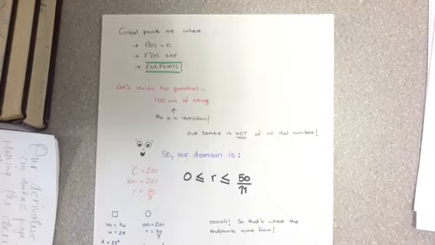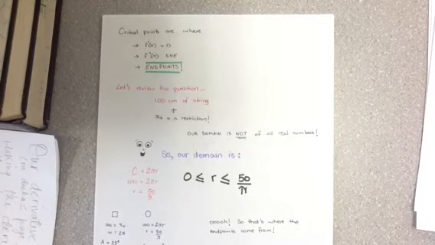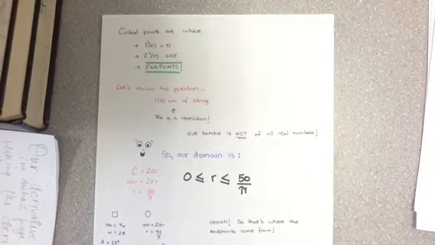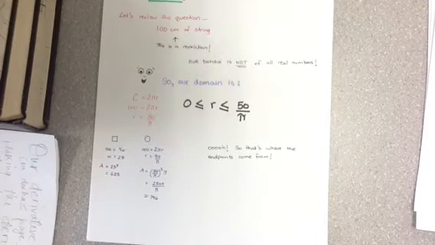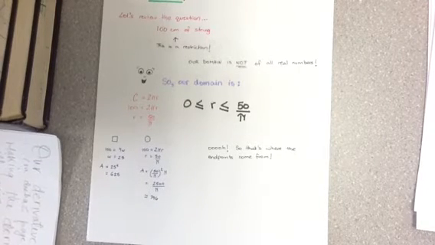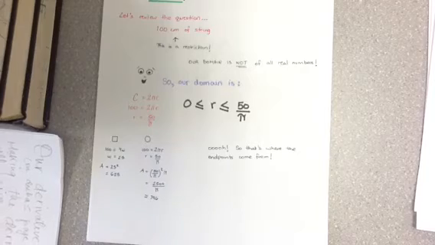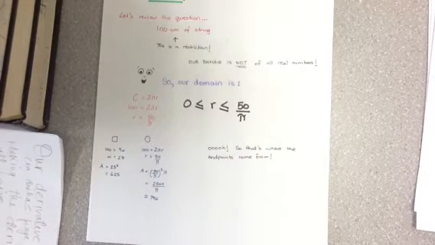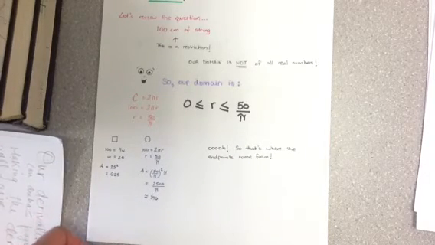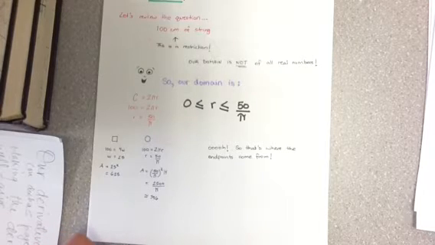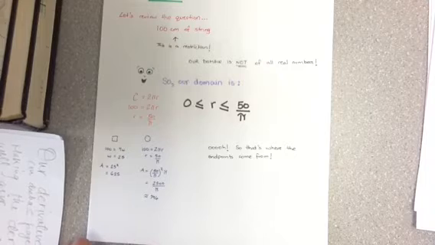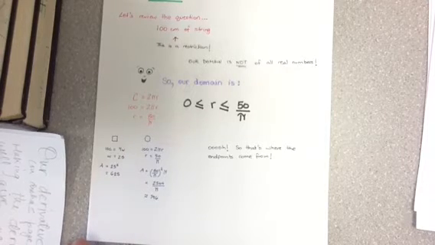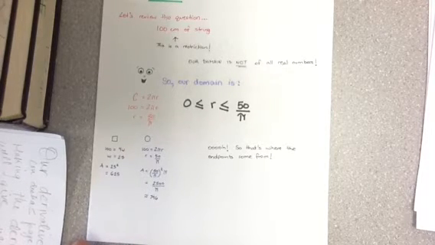100 centimeters of string. This is a restriction. Our domain is not all real numbers. So, our domain is r is greater than or equal to 0, and less than or equal to 50 over pi. How did we get this number? Well, the circumference of a circle is 2 pi r, and we know that the maximum amount of string we have available is 100 centimeters. Thus, we know that r is going to equal 50 over pi at the most.